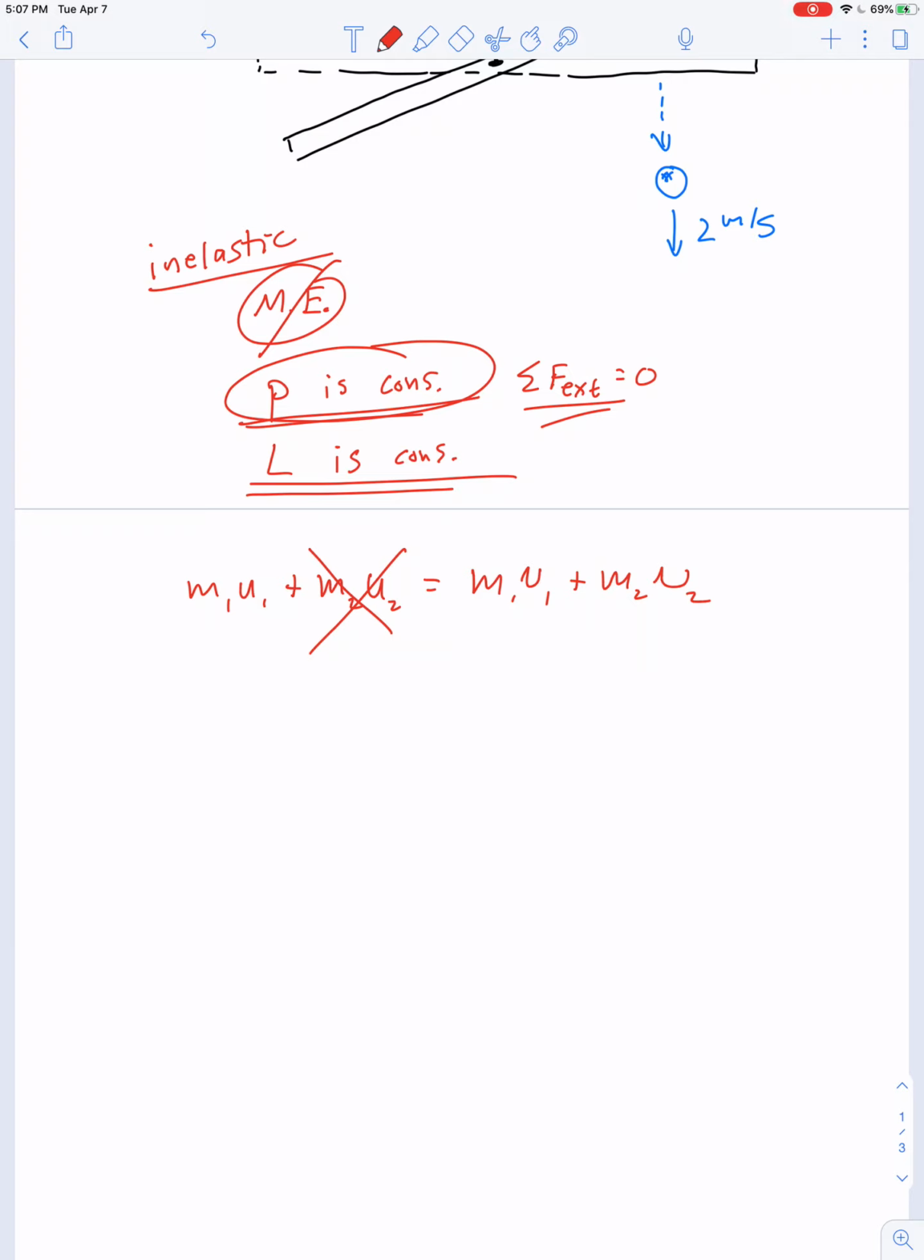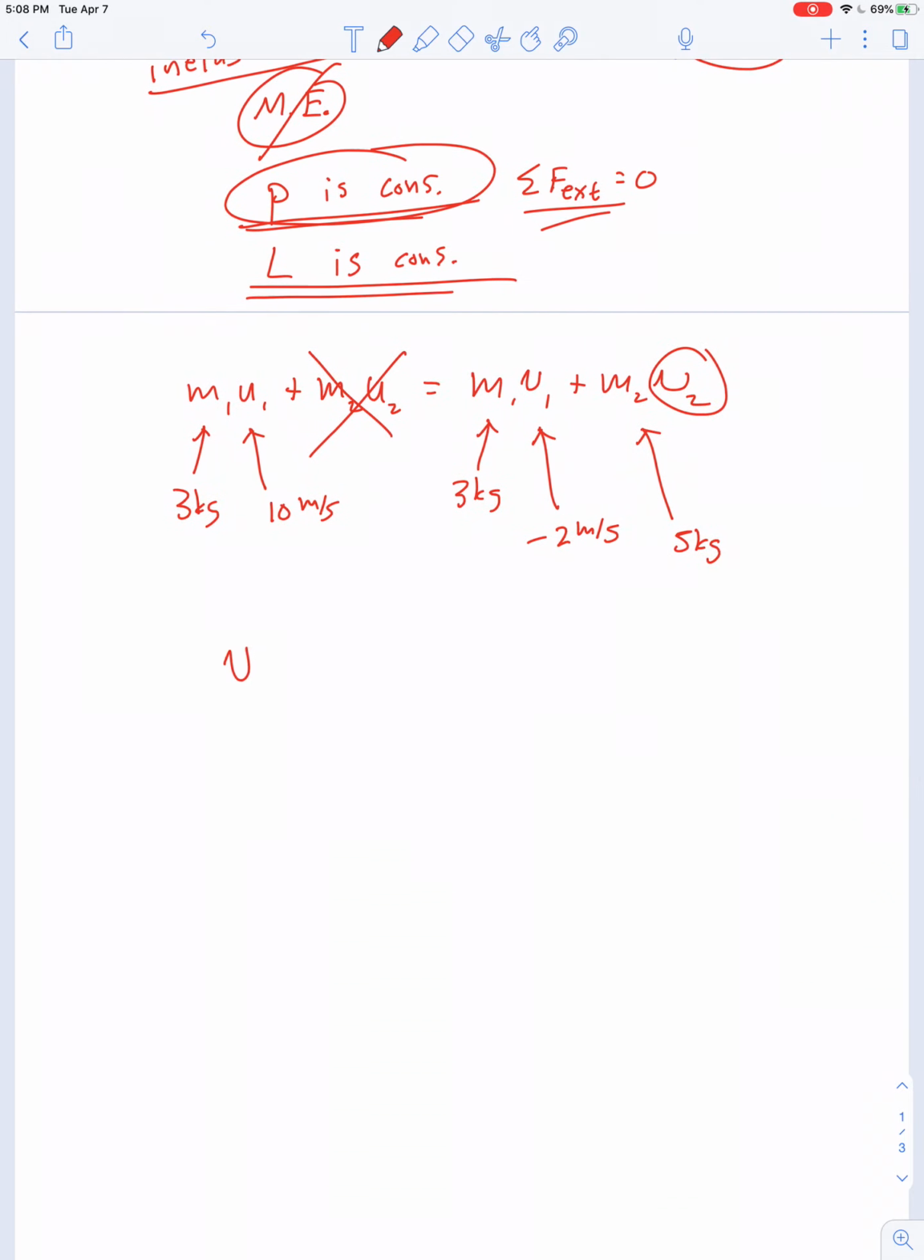So let's see, m1, what's that? That's our 3 kilogram ball. u1, that's 10 meters per second. And then v1 is 2 meters per second. Ooh, careful. It points in the other direction. It's negative 2 meters per second. m2, that's the 5 kilogram rod, so we have to solve for v2. So it looks like v2 would be equal to m1u1 minus m1v1 all divided by m2.